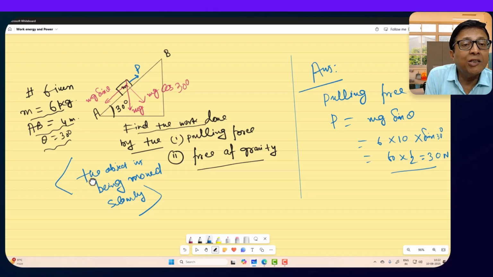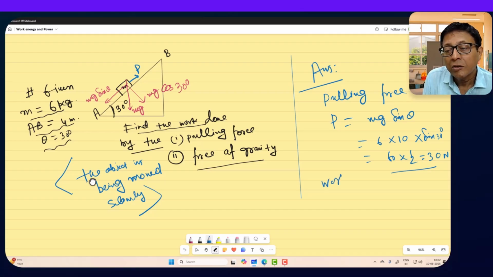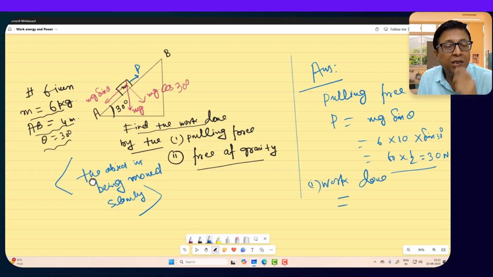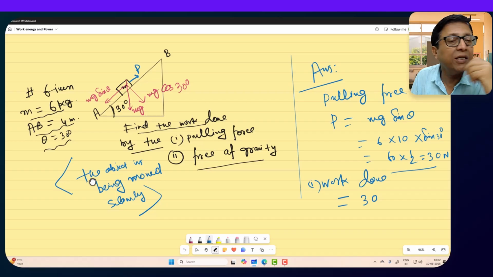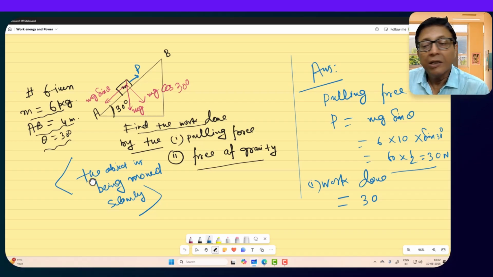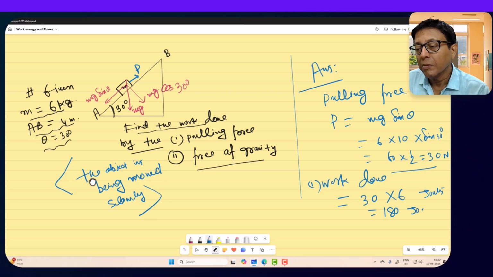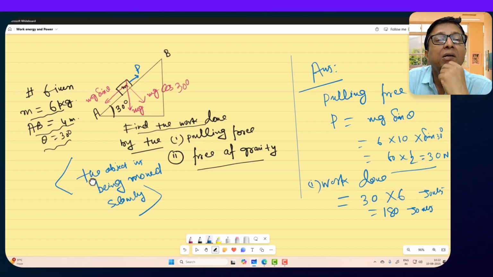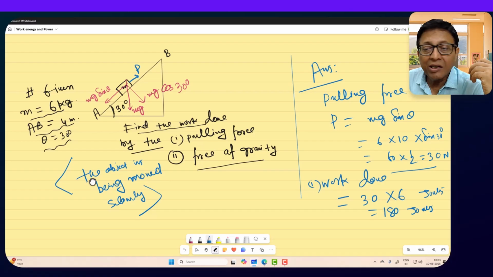Work done by pulling force, length of AB given. So first case, work done will be what? That 30 is constant, not moving with acceleration. This multiplied by 6 joules. Newton meter. I did not write cos 0 degree here. You can write, but here P is mg sin theta and displacement is along the force. So it is 180 joule.